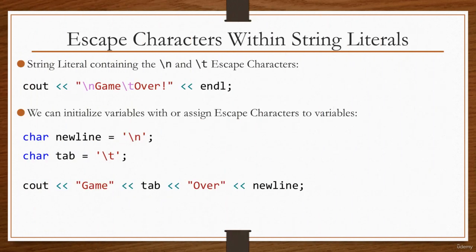Before we look at a couple of examples in Visual Studio, I just wanted to mention what the escape characters will look like within a string literal. We have a string literal within a console output statement that contains the backslash n and the backslash t escape characters. What are those again? Well, the backslash n is the new line character and backslash t is the tab character. And you can see that those characters fit into the string literal, just like any other character such as G or M or E. And again, those count basically as single characters.